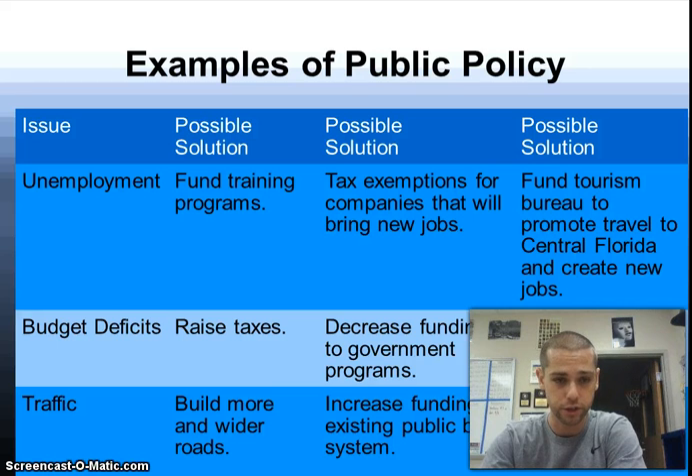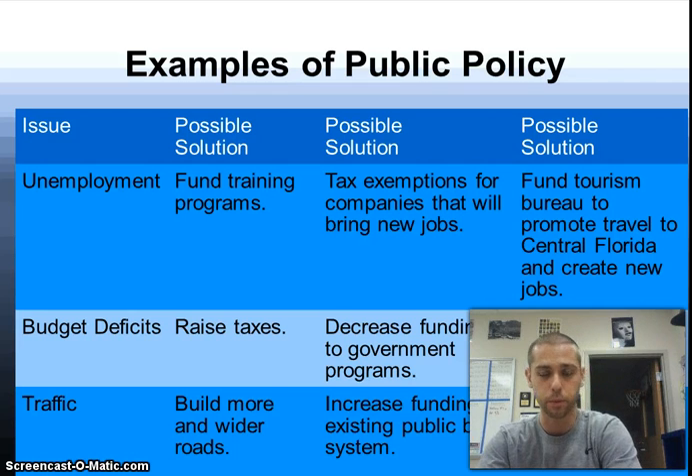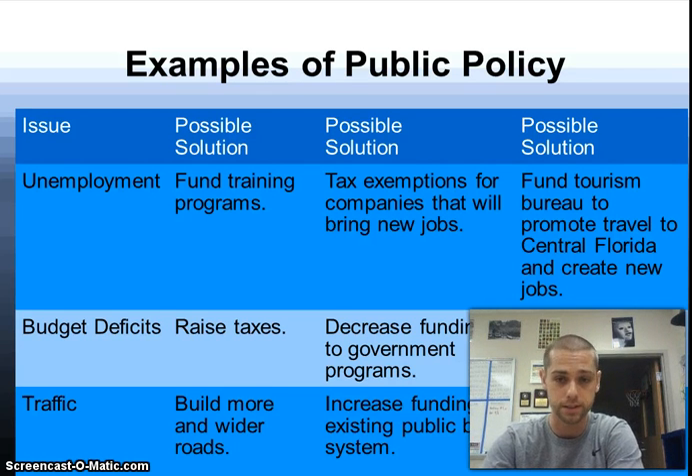Our third issue that we have here is traffic. One example of a possible solution would be to build more roads and wider roads. Another would be to increase funding to existing public bus systems. That way we can increase the amount of usage that those bus systems are getting and there are fewer people driving. And a third would be to build a new rail system, which is a train system, which is actually happening right now. It's called SunRail.